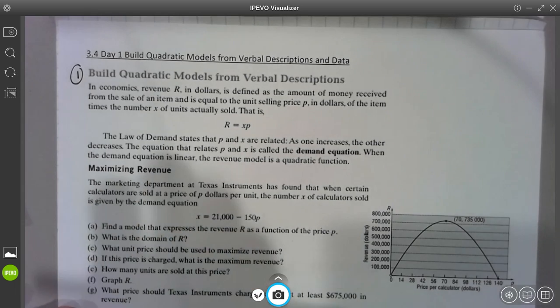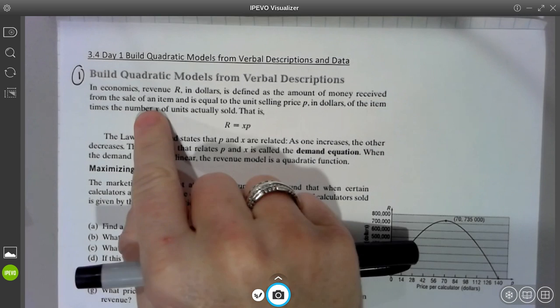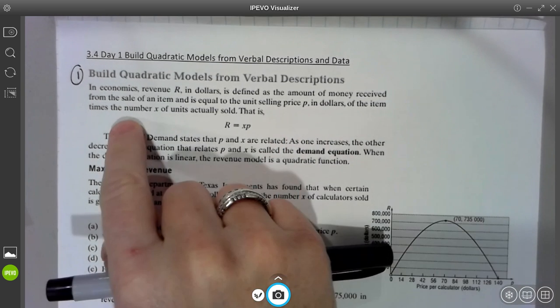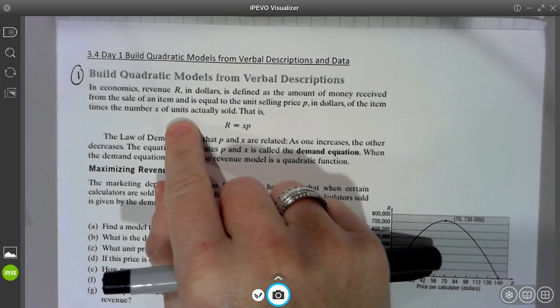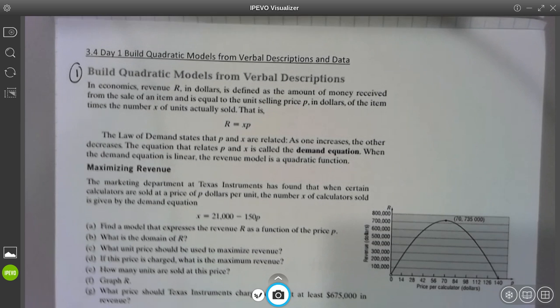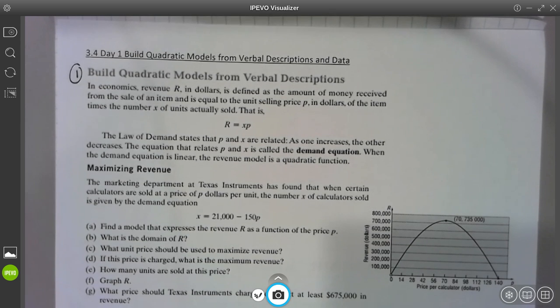In economics, revenue R in dollars is defined as the amount of money received from the sale of an item and is equal to the unit selling price P in dollars of the item times the number X of units actually sold. So guys, a company makes money by selling a certain number of products. You take that number of products and you multiply it by the price of that product. That's how you get your company's revenue, okay?